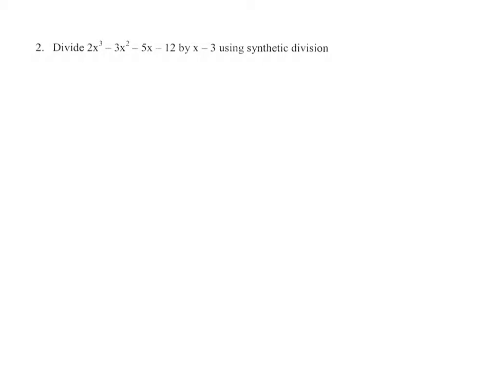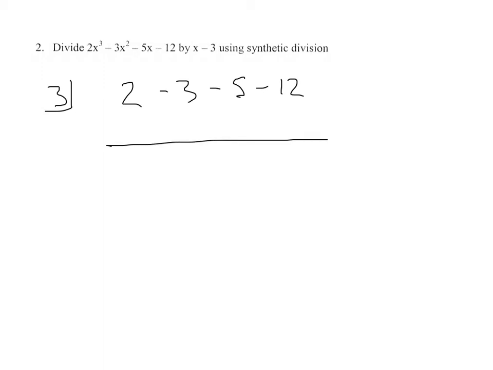So we take the coefficients from the original, so 2, negative 3, negative 5, negative 12. You take the opposite of the number that's in the divisor, so I see a minus 3 there. I'm going to take a positive 3 and put it in this little box. You may do that differently if you want. And then I would just challenge you right now, pause the video, try to do this on your own and see if you come up with the right answer.